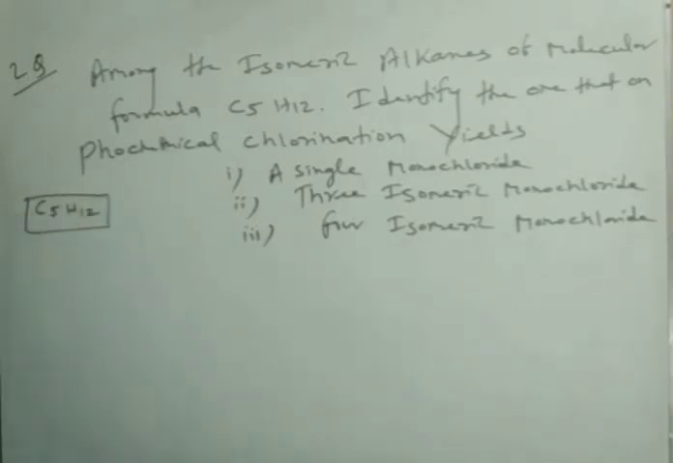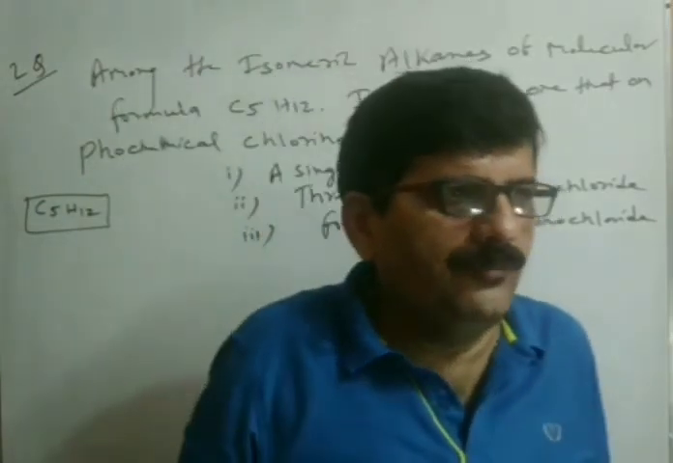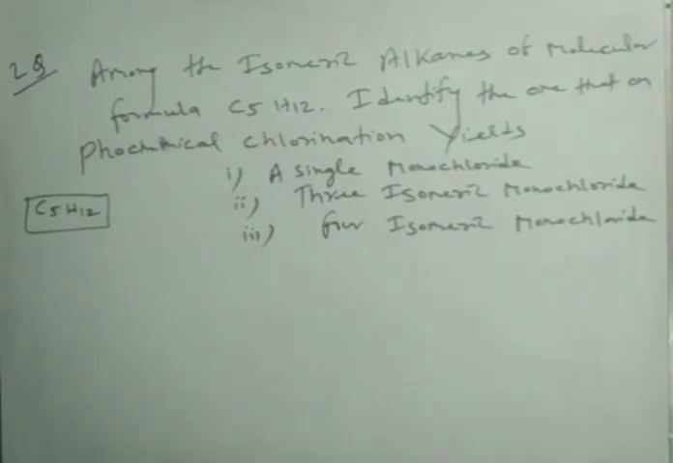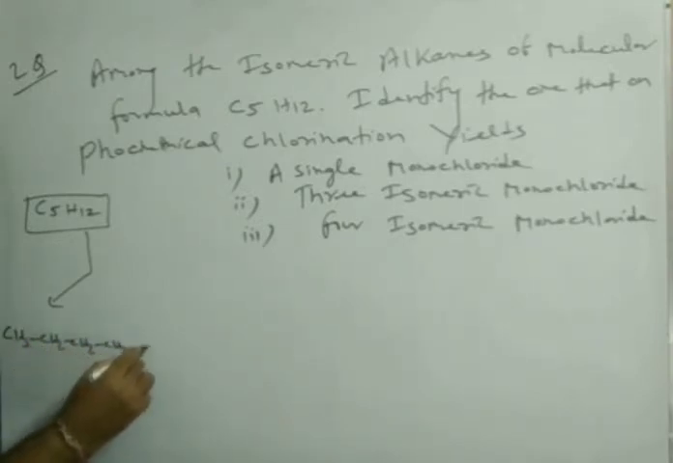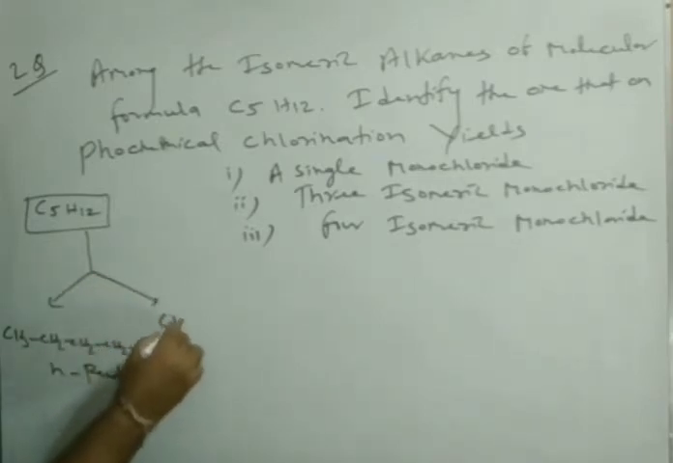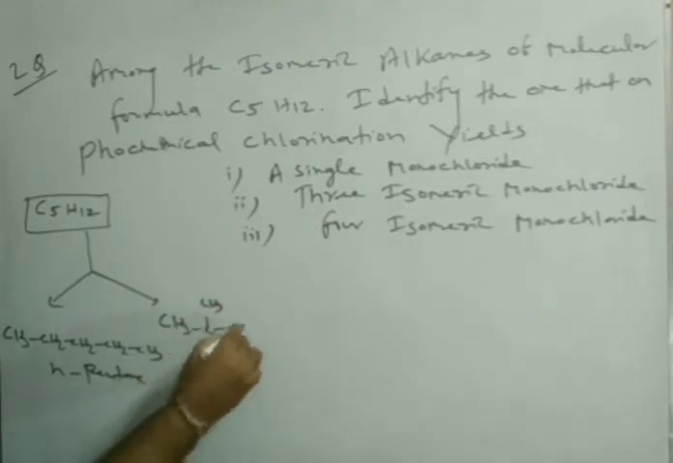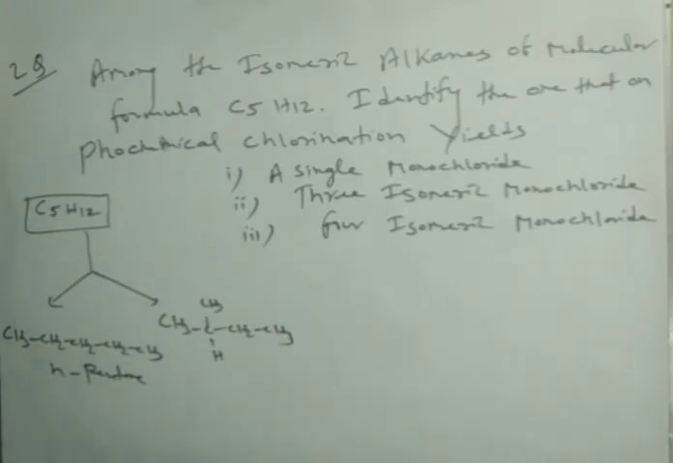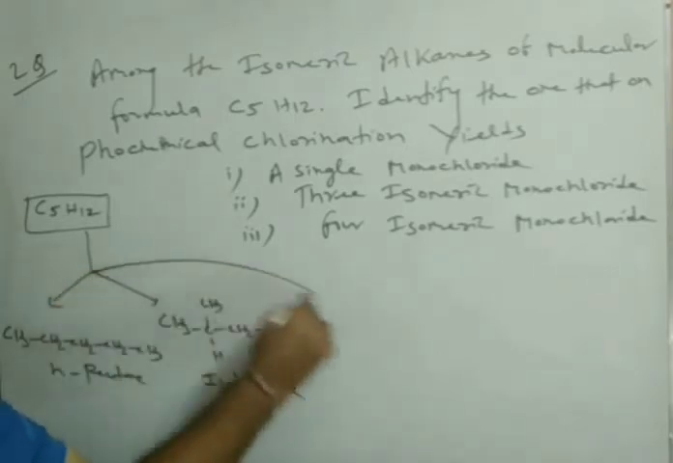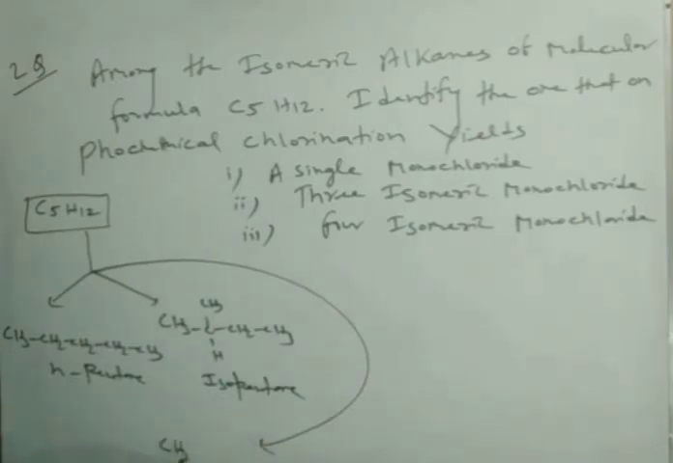C5H12. This is an alkane. So first we have to identify how many alkane isomers you can obtain when C5H12 is given. So 3 patterns of alkane you can form for this compound. First one, this is called normal pentane. Second one, isopentane. Why is this said to be iso? Because an iso group is present in this structural formula. And the third one, this is called neopentane.